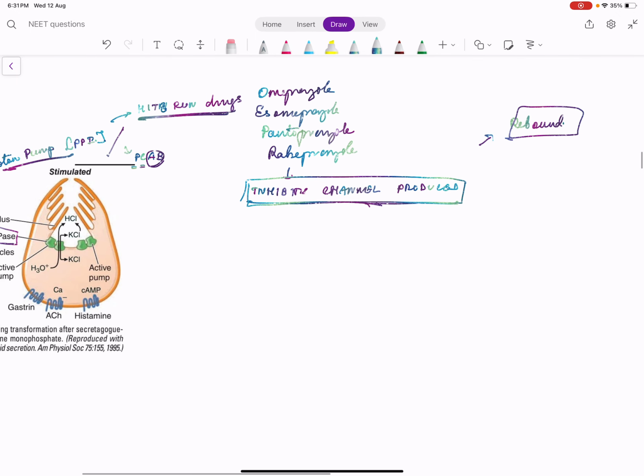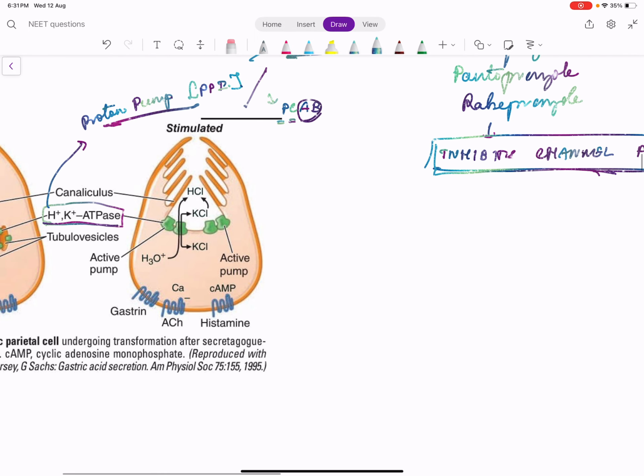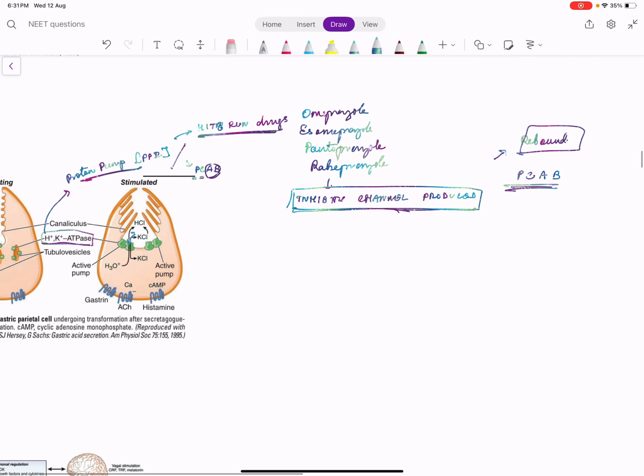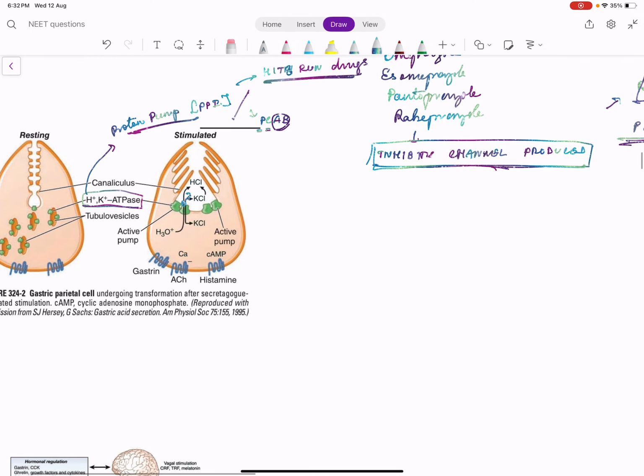So this PCAB is competitive acid blockers, right? Because they are competitive, they attach and detach from it, so it is reversible. They say the newer PCABs are more effective. So we have some drugs like vonoprazan, fexuprazan, right? At least remember they are a group of drugs called PCABs, which are better than PPIs.